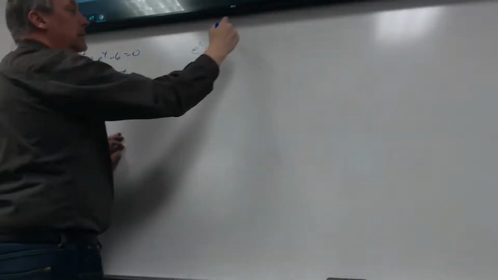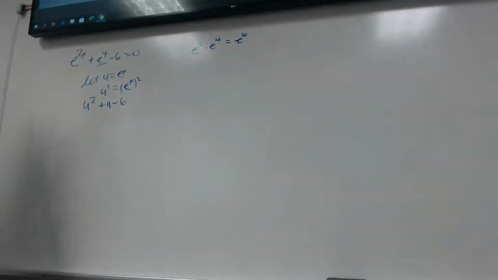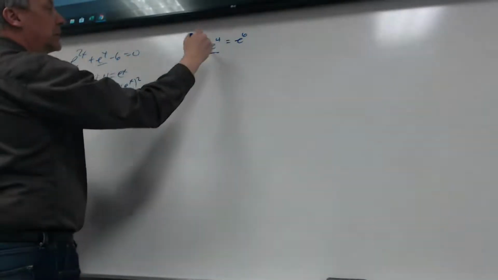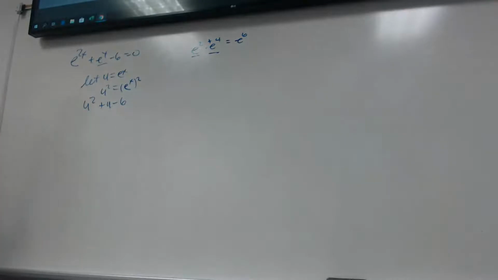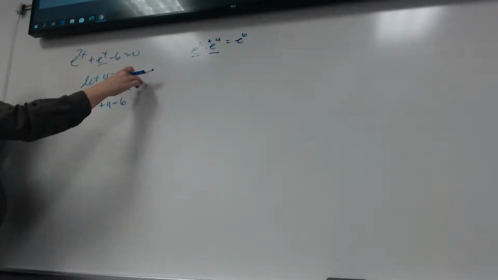Now, since you're rusty on whether you add or multiply, what would be an example of adding exponents unrelated to this problem? Can somebody think of one where you would add exponents? E squared times e to the 4th. That would be e to the 6th. Okay? So in this case, you have the same base, you would add the exponents. But a power to a power, you multiply them.